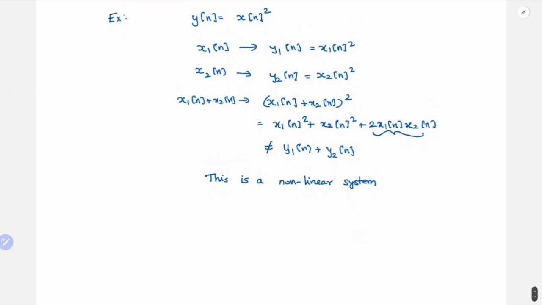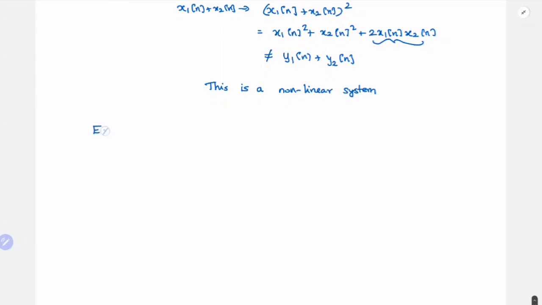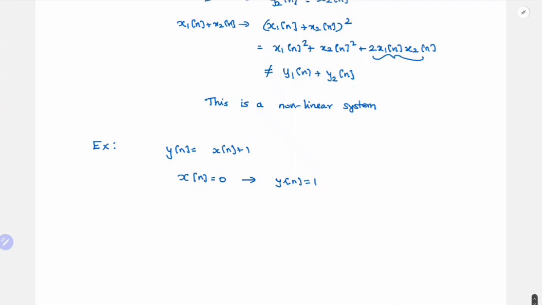So this is our first example, and this is straightforward because you have the square term. But if you also check y of n equal to x of n plus 1, at first you may try to conclude that it is a linear system, but it is not linear. Why? Because x of n equal to 0 gives y of n equal to 1. So zero input is not giving zero output here. So then this system is also non-linear.